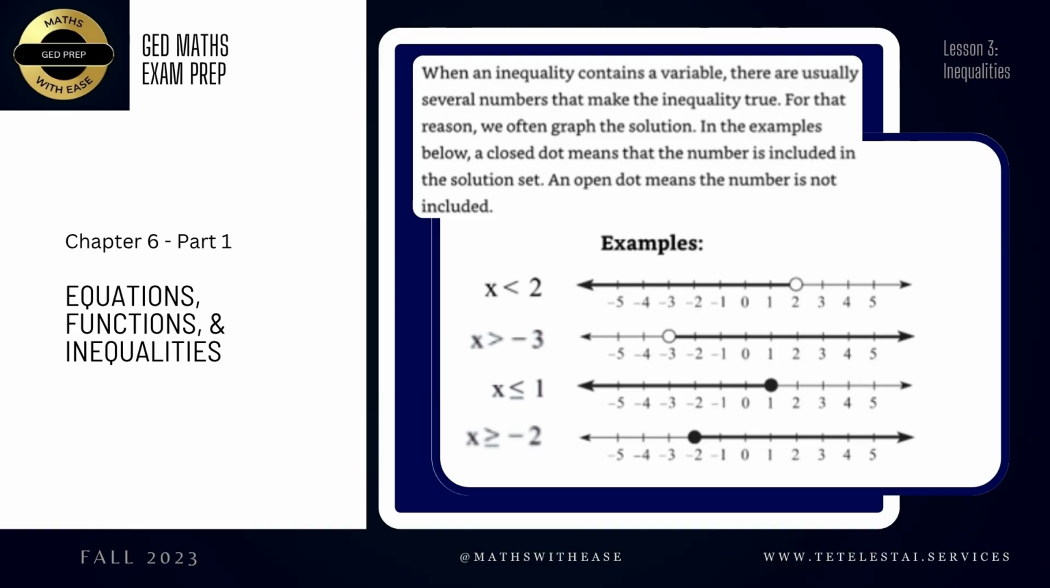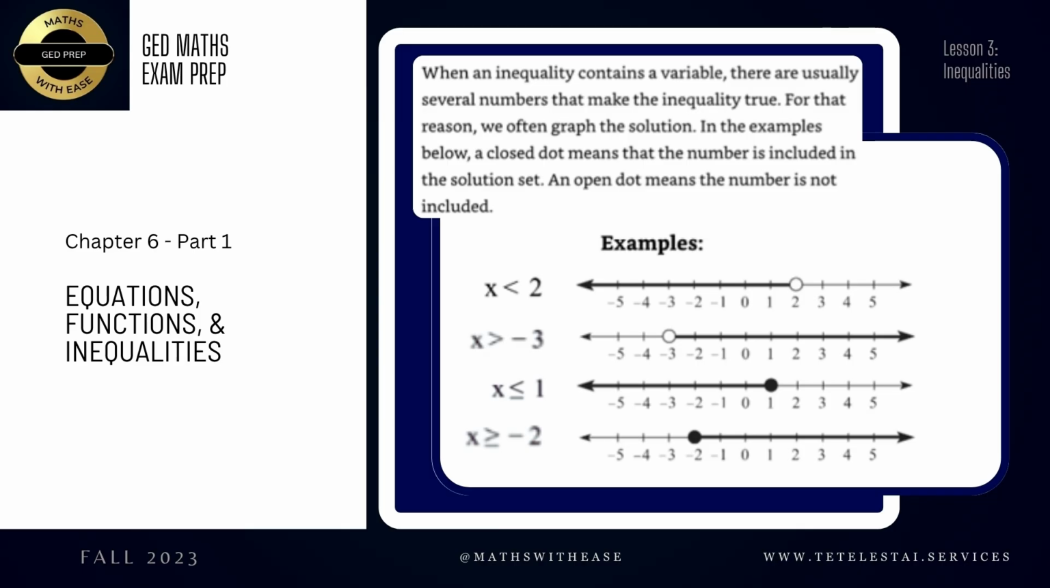For x > -3, we identify -3 on our number line. Again, -3 is our starting point, but it's not included in the set of solutions, or the set of numbers that accurately represent this inequality. So essentially any number to the right of -3, but not including -3, is an accurate representation of this inequality, x > -3.